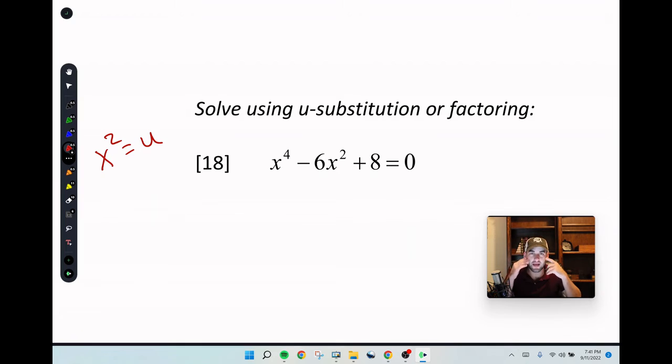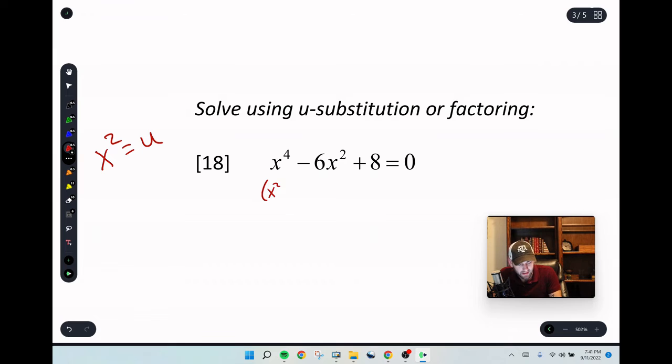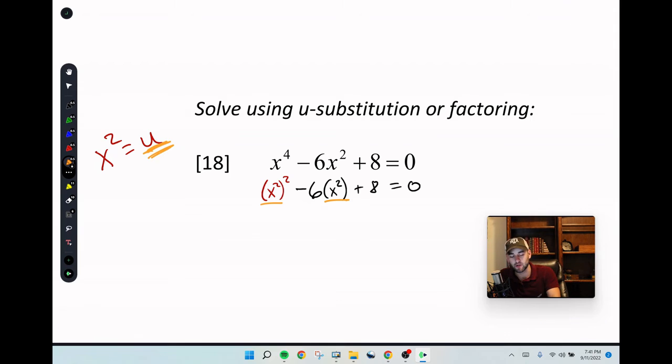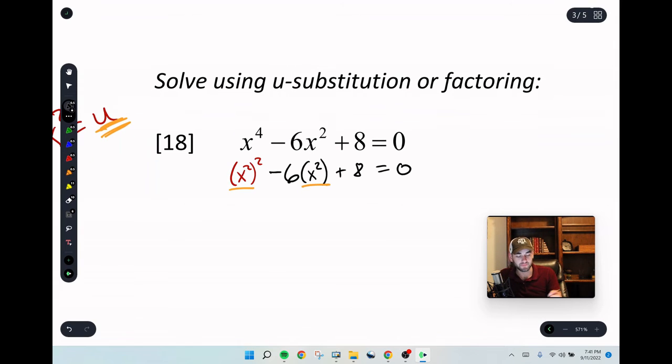Then I can say that x to the 4th is technically just x squared, squared, right? And this 6x squared is technically 6 times x squared. And then this 8 and this 0 sit all by themselves. But what's really cool is look at those x squareds in parentheses. I put them in parentheses for a reason, because now we can replace those parentheses sections with u. We just made it up arbitrarily, we decided to try this out. So now we've got u squared minus 6u plus 8 equals 0.